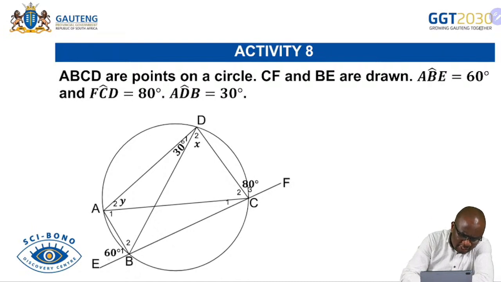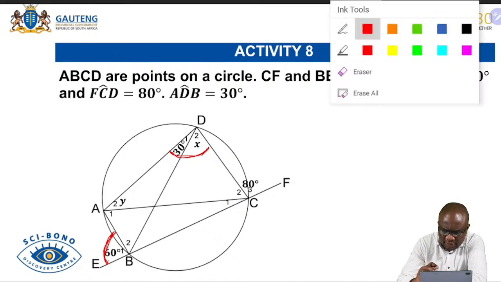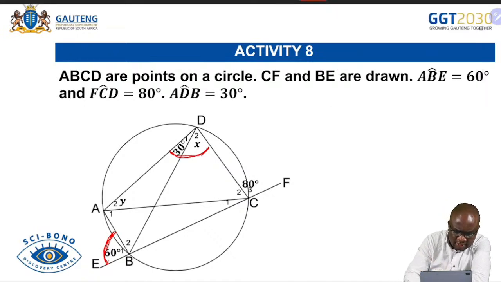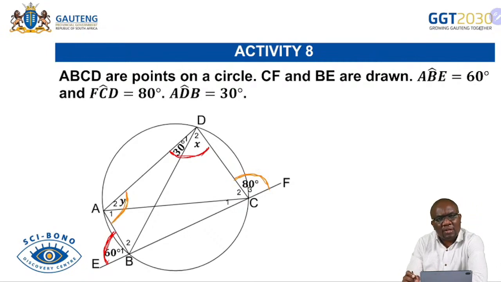Now, this angle here, exterior angle of a cyclic quad, is equal to the opposite interior angle of a cyclic quad. These two angles are equal. Any other angle? Let me try to use a different color. And then this one also, exterior angle of a cyclic quad is equal to the opposite interior angle of a cyclic quad. These two angles are equal.